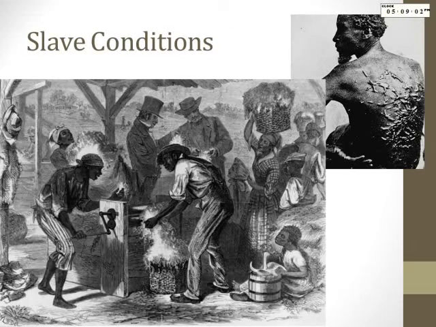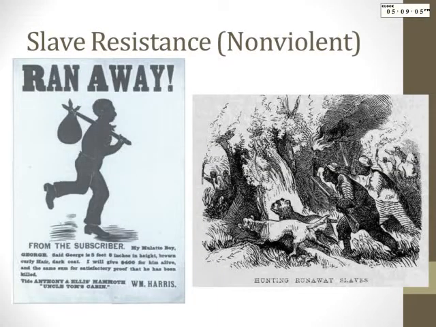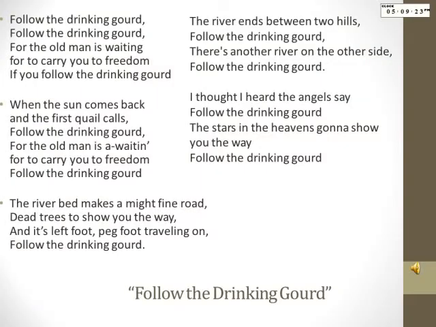I wouldn't really worry too much about slave conditions, but as you guys know, there are different kinds of slave resistance. Obviously one of the best ways to resist was simply just to run away. But again, many others sang songs. That Sambo image is the notion that they would act lazy. You're familiar with that Sambo image as well. Here's also the Drinking Gourd, about the North Star and the Big Dipper.